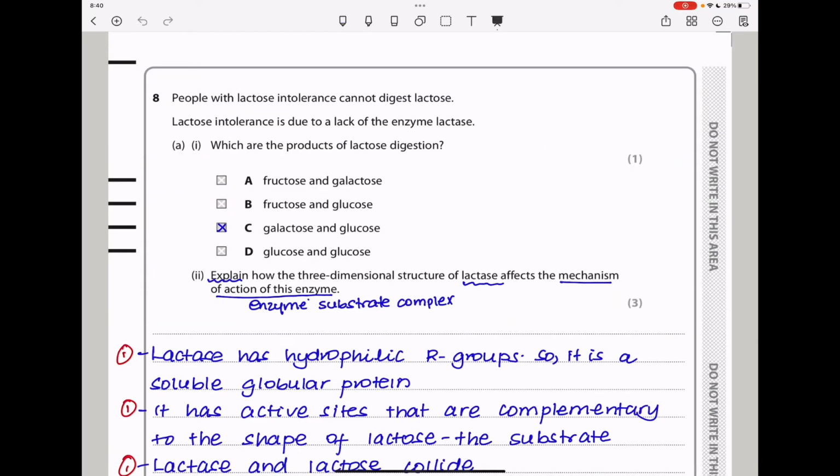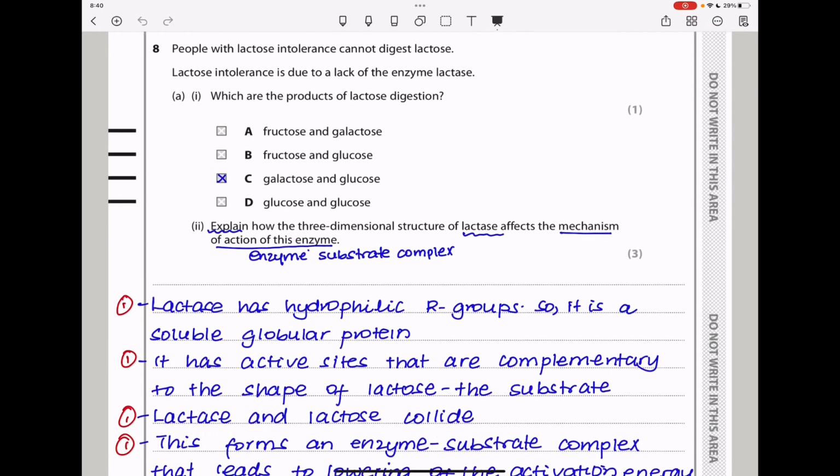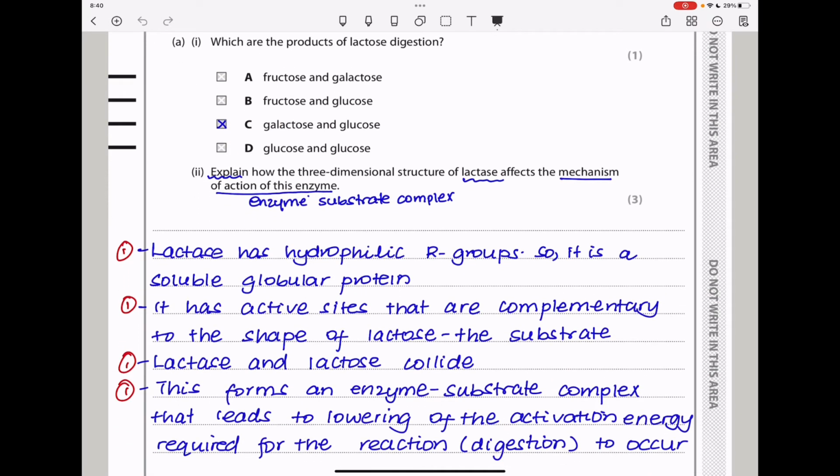Question 8. People with lactose intolerance cannot digest lactose. Lactose intolerance is due to a lack of the enzyme lactase. What are the products of lactose digestion? When lactose is digested by the enzyme lactase, we produce galactose and glucose, so the answer here should be a C. The next part says, explain how the three-dimensional structure of lactase affects the mechanism of action of this enzyme.